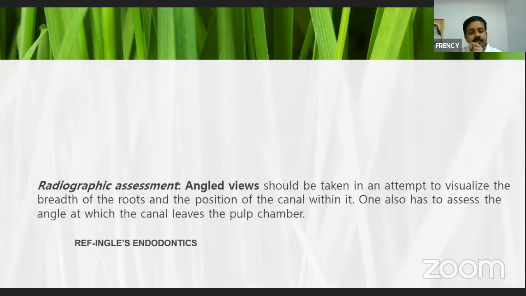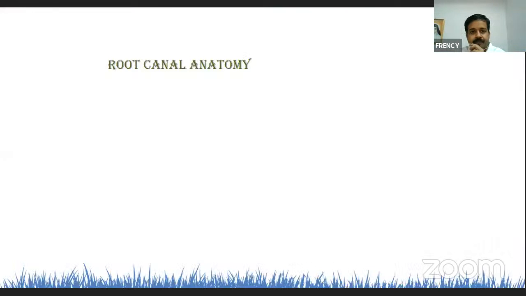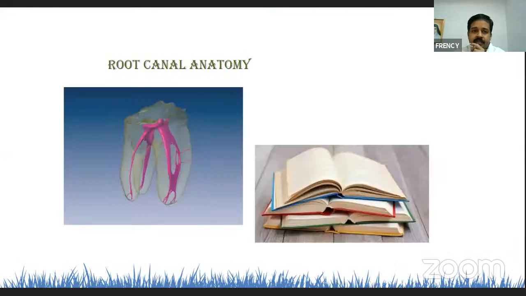Then radiographic assessment: sometimes angled views should be taken in an attempt to visualize the breadth of the root and position of the canal within it. One has to assess the angle at which the canal leaves the pulp chamber also. Sometimes when you are seeing a radiograph, you can see there will be a severe coronal curvature. Although the coronal curvature seems to be very easily negotiable, if you are not taking that coronal curvature seriously, it may cause a breakage of the instrument in the coronal part, which may cause problems at a later stage.